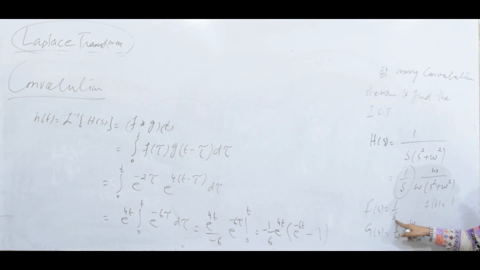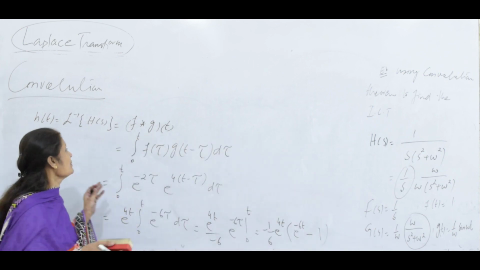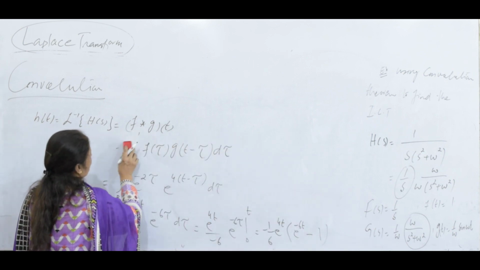f(t) is 1 because the Laplace transform of 1 is 1 over s and its Laplace inverse is 1. The Laplace inverse g(t) is equal to sine omega t. Now you are finding the Laplace inverse using convolution.